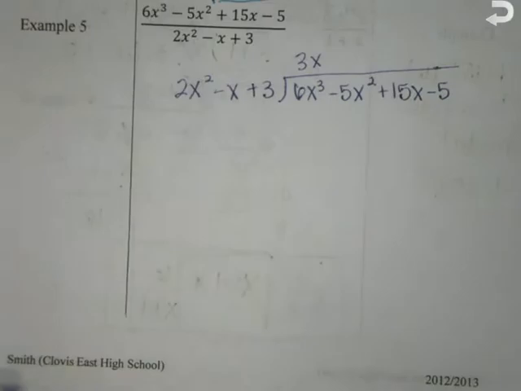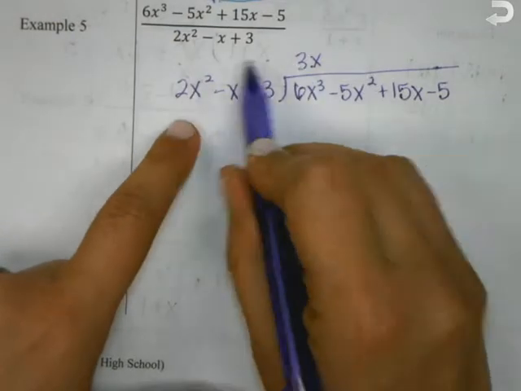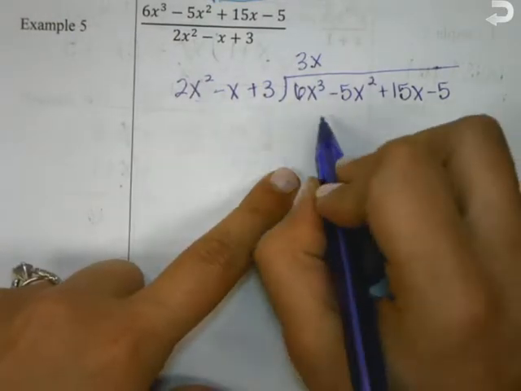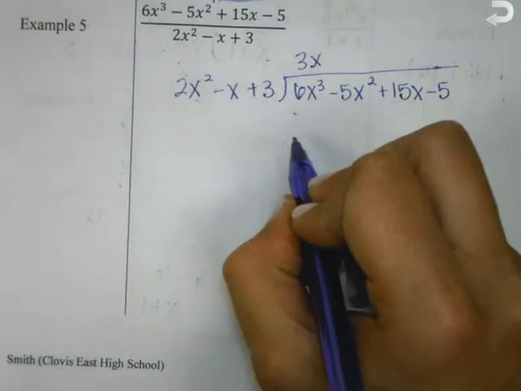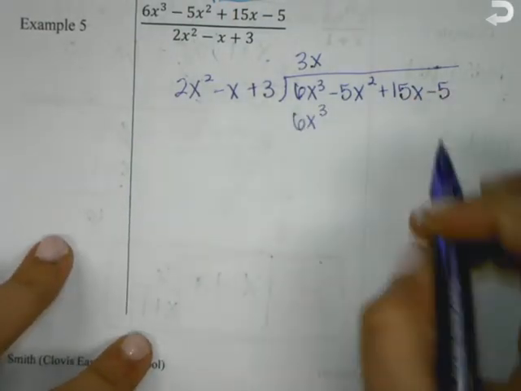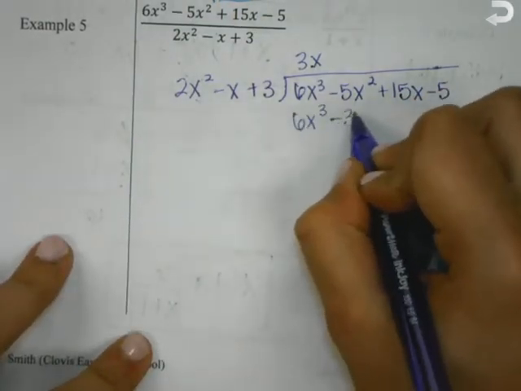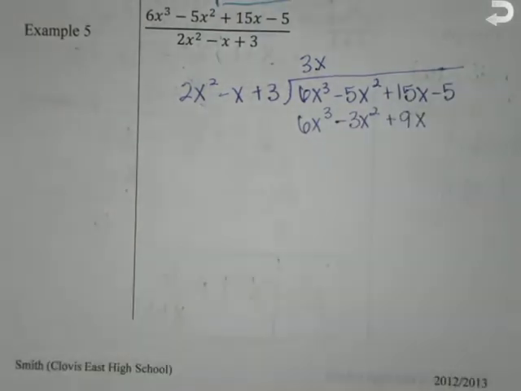6x cubed, minus 3x squared, plus 9x. Good, plus 9x. Okay, so then Josh started getting ahead of himself. What's my next step? Subtract. So that makes this negative, that positive, and that guy negative, right?